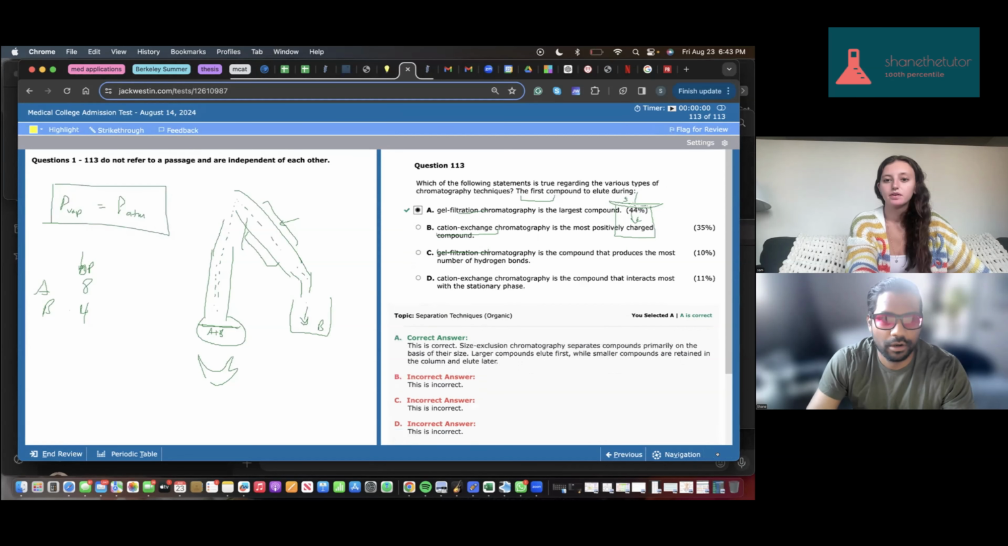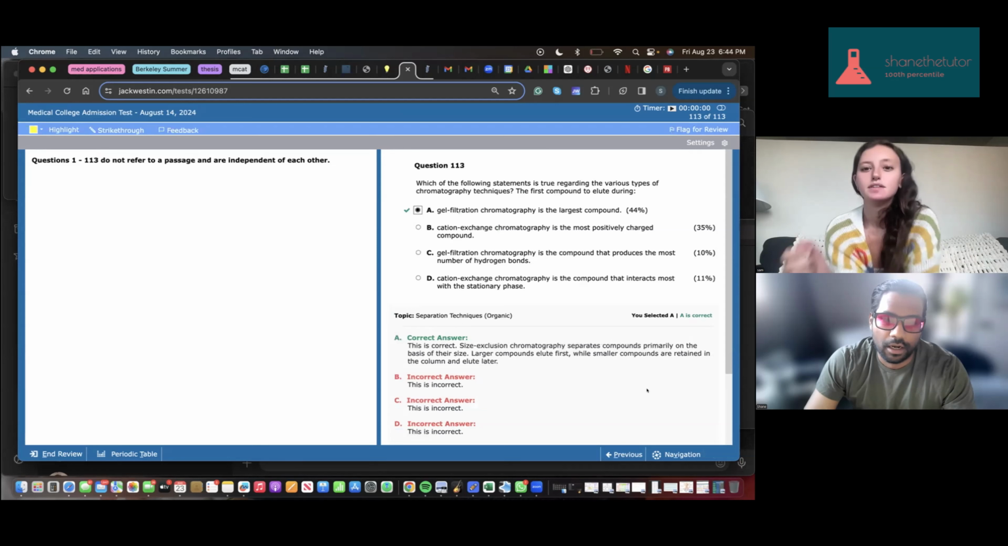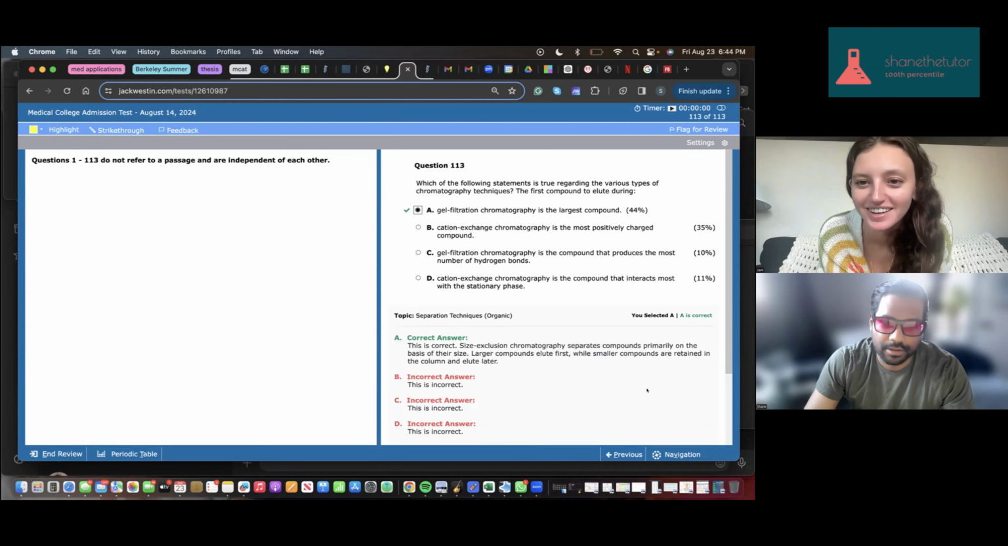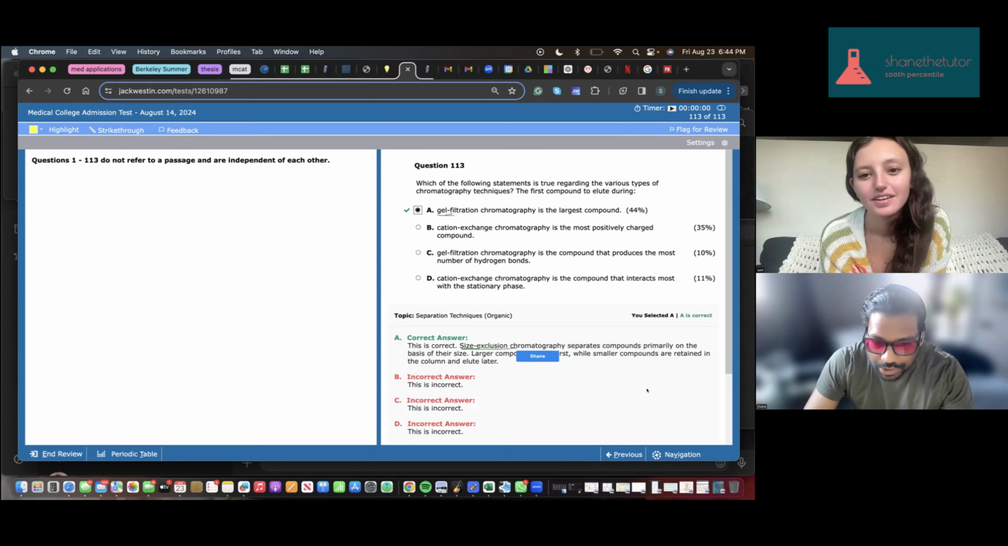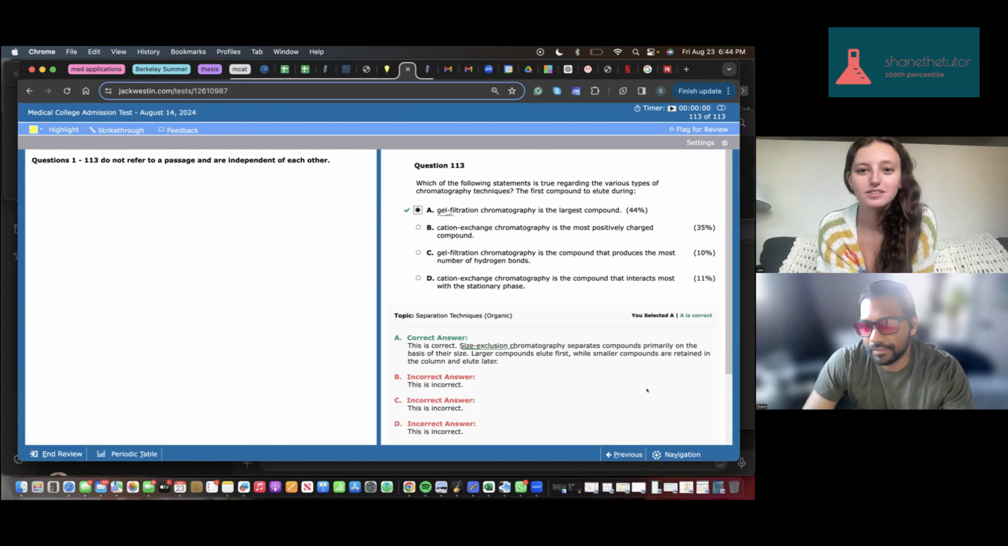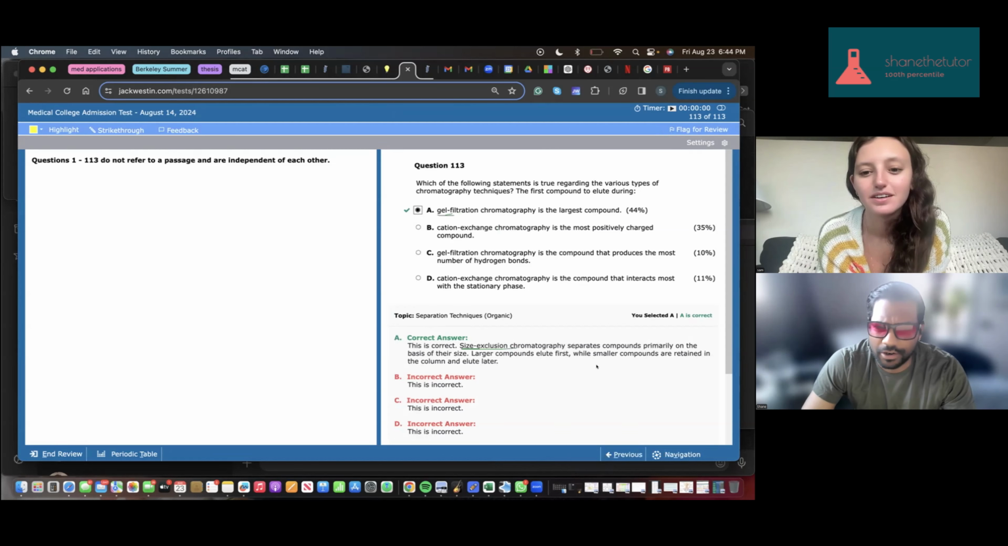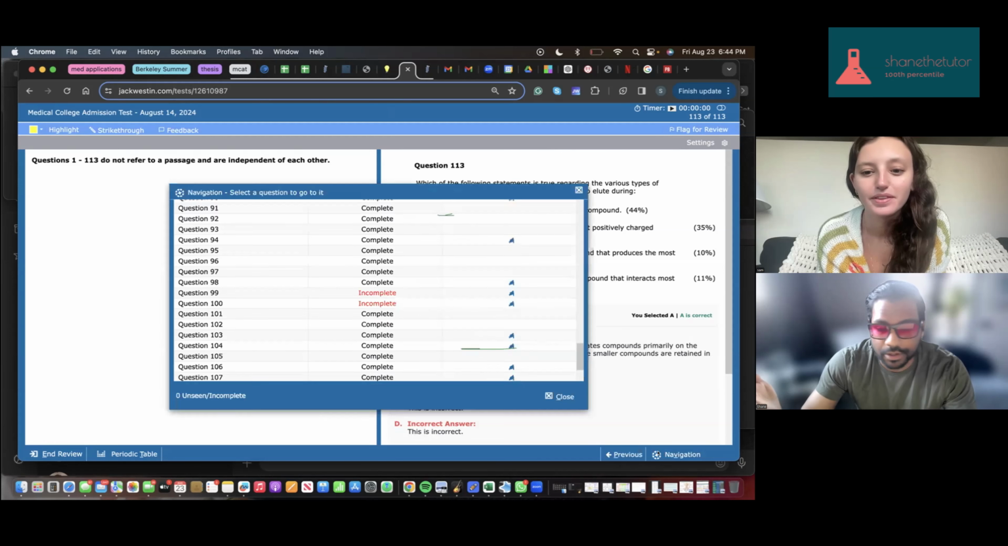Then one more. All right. Yes, this one is annoying because they're calling it gel filtration, which is never what it's called. But apparently it's size exclusion, which just means that the smaller things take longer. I was thinking of gel electrophoresis. I don't know why I'm calling it that. Cool. But yeah, there you go.